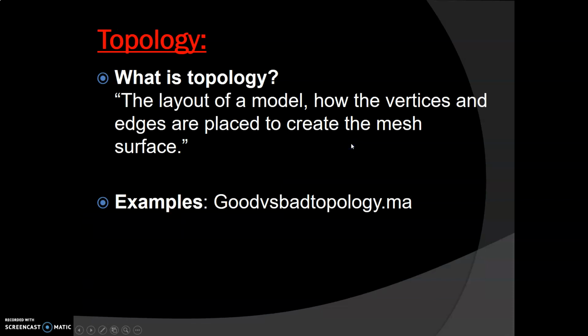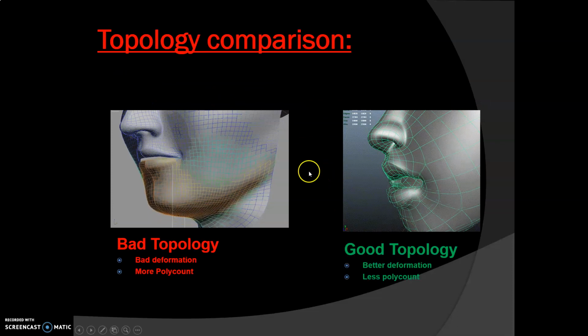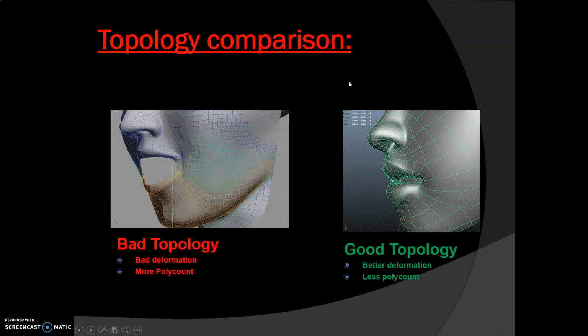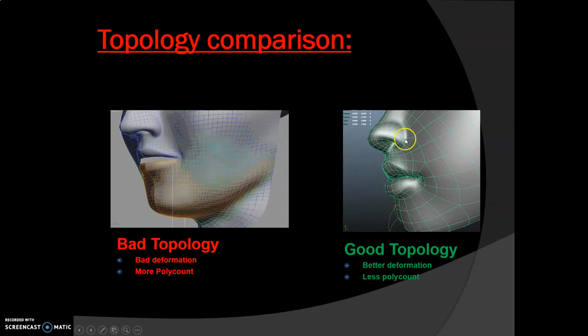Now, I think you still remember topology. Topology is the way the model is laid out, and how the vertices are placed to create the mesh surface. I'm going to show you, probably at the end of the video, the difference between a good topology and a bad topology. Now, this is an example of a good topology and a bad topology. The one on the left is a bad topology. You can see there is no edge flow, whereas this one is a good topology.